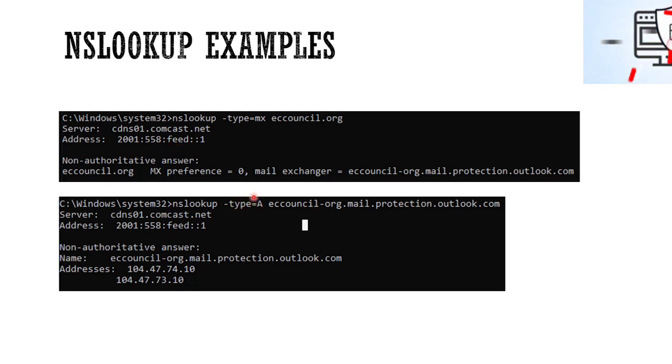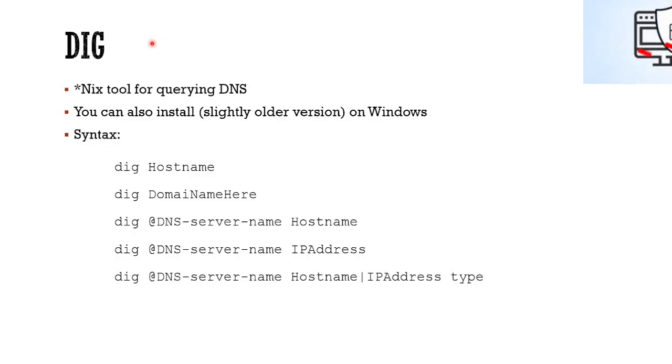If you'd rather use the Linux Unix tool, dig, you can use that, and it's installed by default. And you can install a very slightly older version on Windows as well. So you would say dig by domain name, dig a specific DNS server that you're querying, some host name, some IP address. So these are ways of using dig examples.